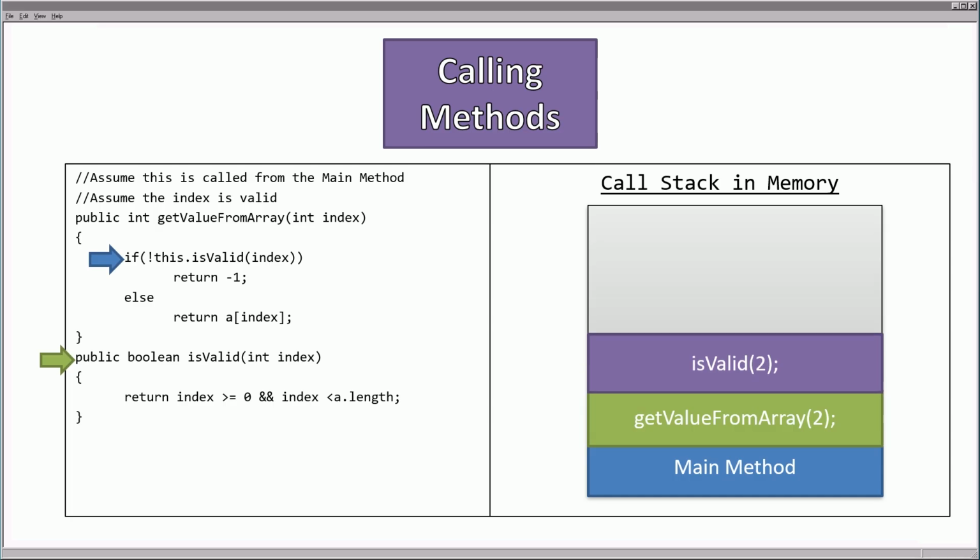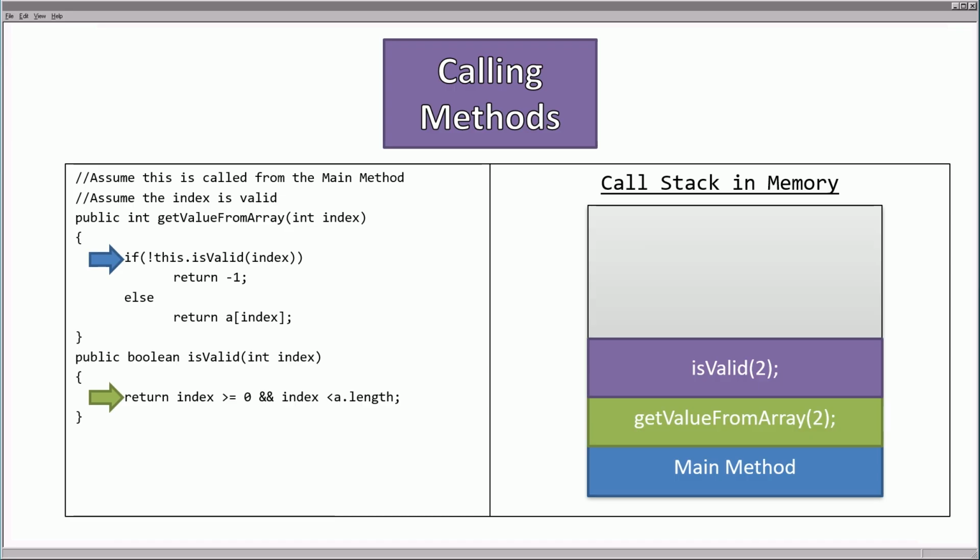Notice that we assumed that int index was 2. And remember, this is a variable value. So from the main method, we passed get value from array with the value 2, so 2 was stored inside of index. This was then passed to this variable right here, int index, and now we're going to run this code. Now, once we enter this method, we are going to assume that index 2 is valid.